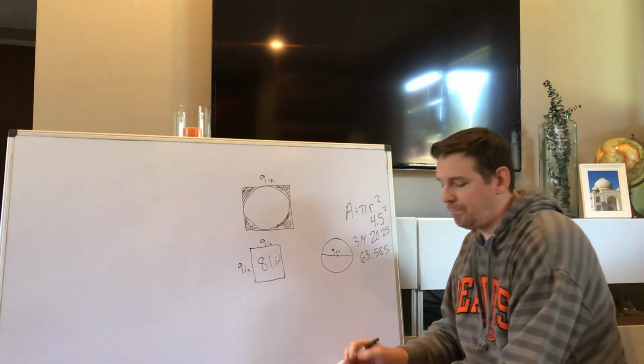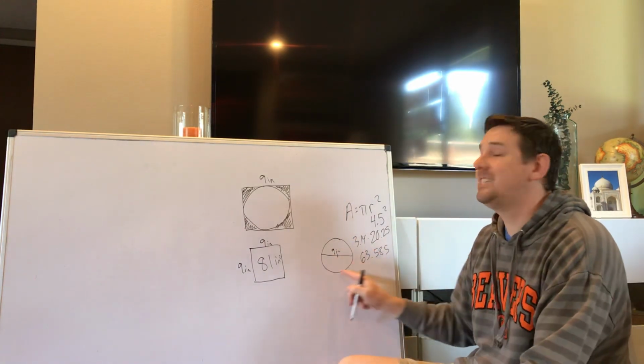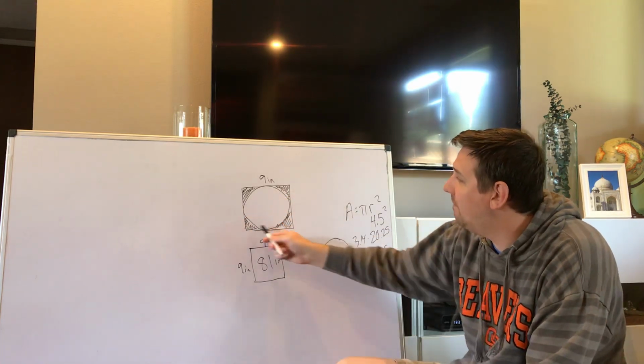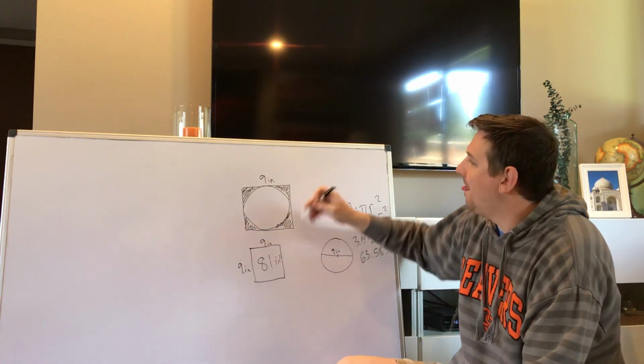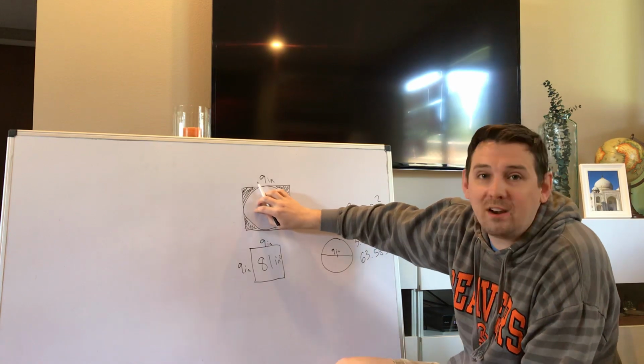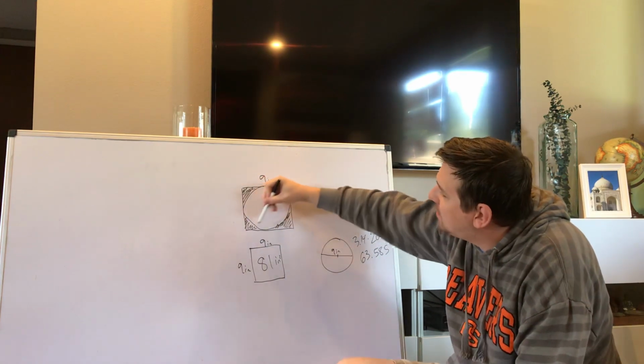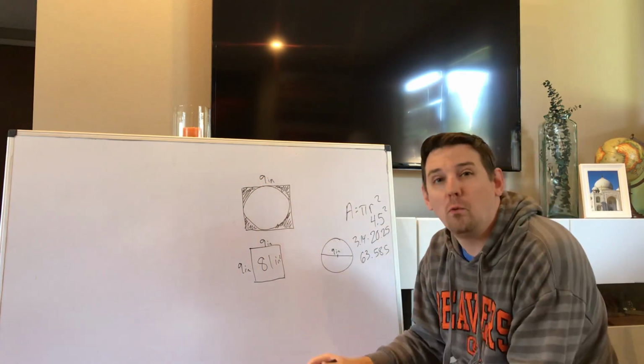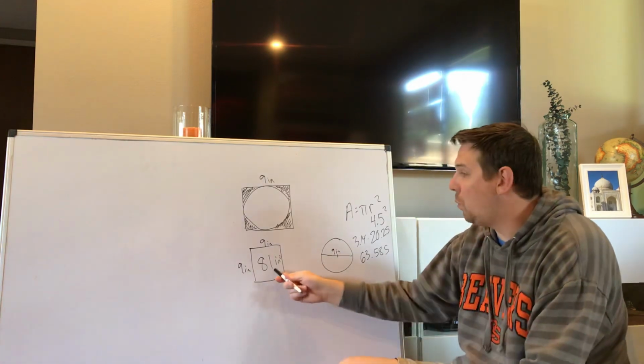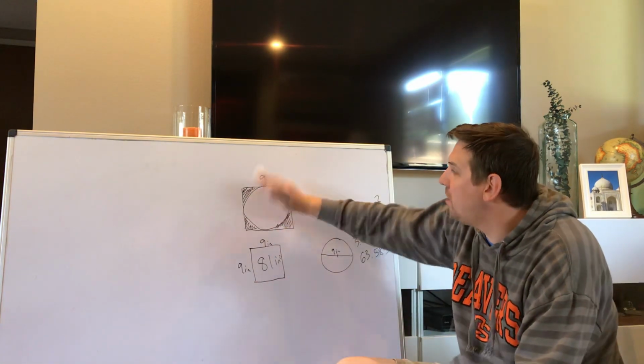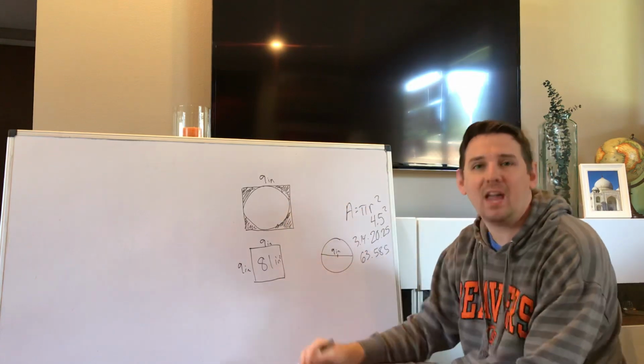63.585. Now, that's the area of the entire circle. That's the area of this circle. That circle is not what we're trying to figure out. We're trying to figure out all this space that's left over without the circle. So we know the entire square, if we shaded in the whole square, it would be 81.